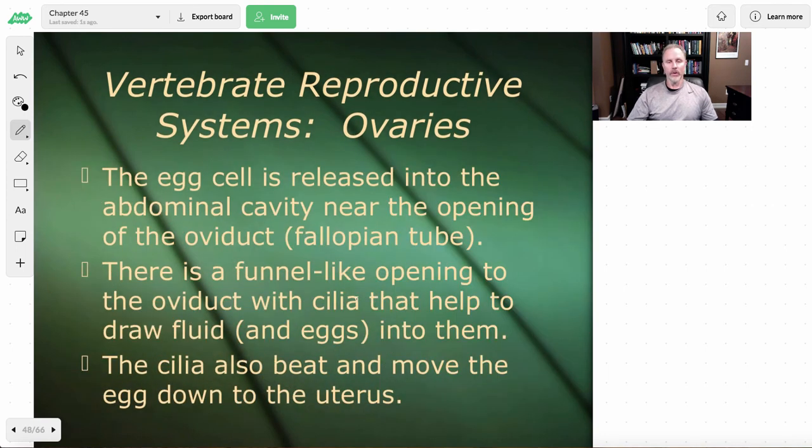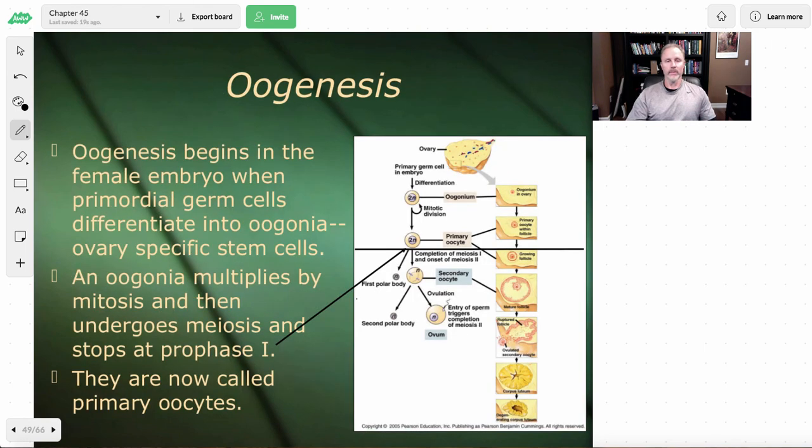Okay, so the opening of the oviduct or the fallopian tube has this funnel-like opening, and it has some cilia in there, and it helps to draw the fluid and the eggs into it, and the cilia help move that egg down toward the uterus. If fertilization does occur, then it's going to implant, of course, in the uterine wall, and then pregnancy will ensue.